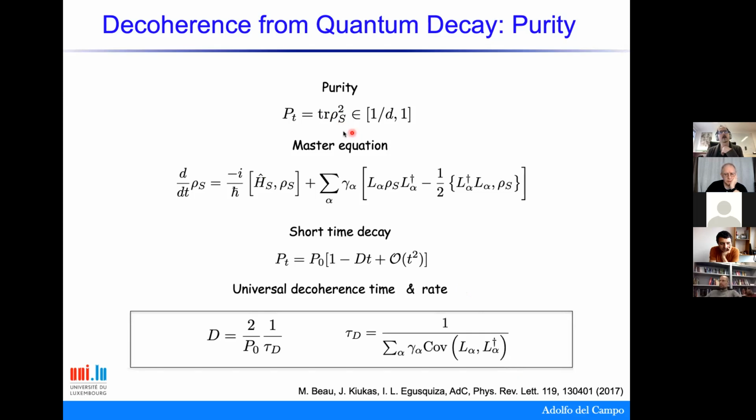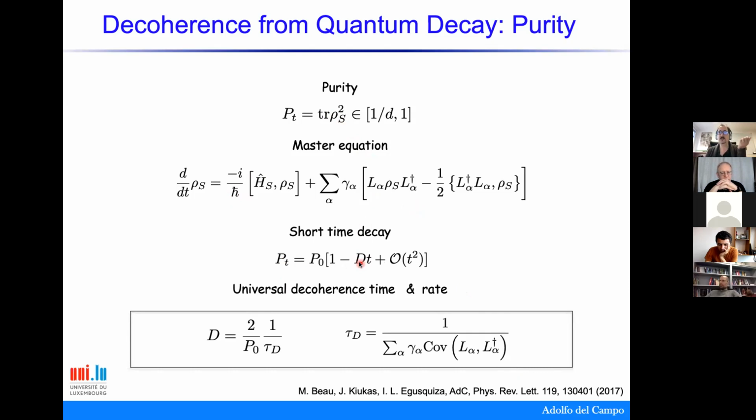And just look at the general Lindblad master equation. What you can do is study the short-time behavior of the purity. You can show that at short times, the purity always behaves in this form. This looks like the short-time expansion of an exponential, where D is what we are going to call the coherence rate.